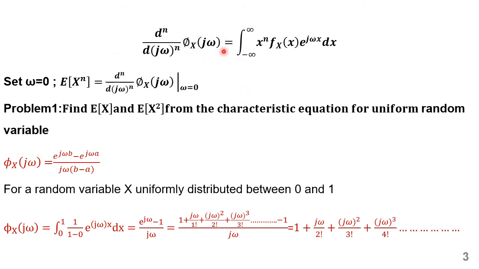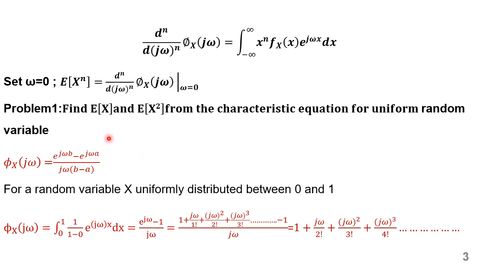Differentiation of the characteristic function with respect to j omega n times will give us the integral of x to the power n, f_X of x, e to the power j omega x dx. From this equation, you can obtain the expectation by making omega equal to 0. Then we can find E of x, E of x squared, E of x cubed, and so on. Let us try to solve some problems.